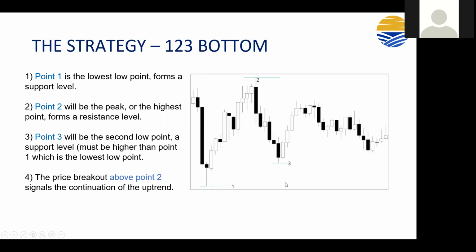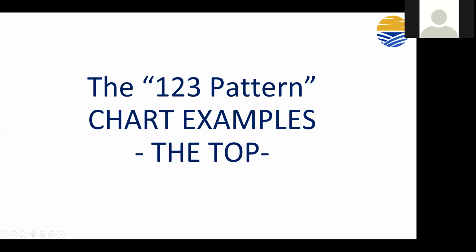Again, it could have come here, down here, down here, as long as we don't take out that 1 low. 1, 2, 3 bottom traders know that we're looking to get long on breaks or closes above the number 2. Up here, we don't know what happens, but that's where we would be looking to get long. 1, 2, 3, looking to get long up here. Let's look at some chart examples.